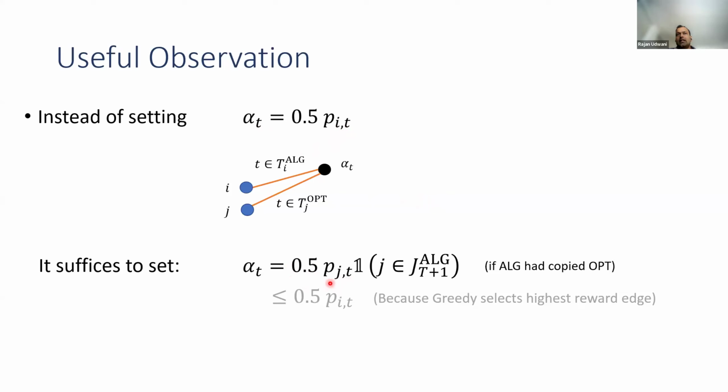So it would have sufficed if we had set alpha T to be just half of PJT if J was actually available at alg. So saying it differently, instead of looking at half of the reward that alg gets at T, I could have looked at half of the reward that I would get if alg had tried to copy T. Right? And this suffices because greedy algorithm will do better than just copying opt. Okay, so to summarize, I could have set the duals by just looking at what happens if alg copied opt and then getting half of that reward. That would have worked.